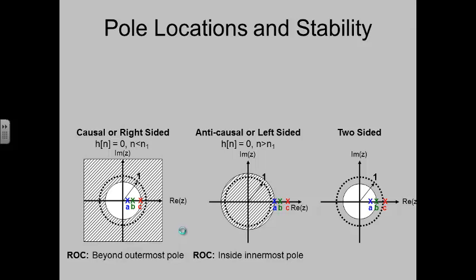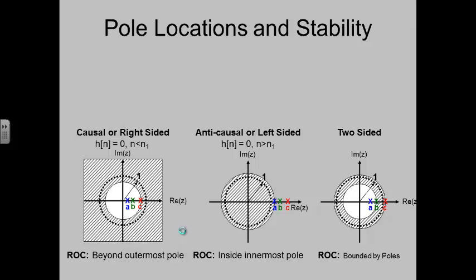If I have a stable anti-causal or left-sided system, it turns out all the poles have to be outside the unit circle so that the region of convergence still includes the unit circle. And for two-sided systems, it has to be between two poles, and those two poles had better be the ones that bridge and include the unit circle, to have a stable system as well.